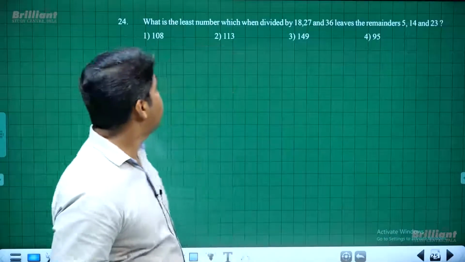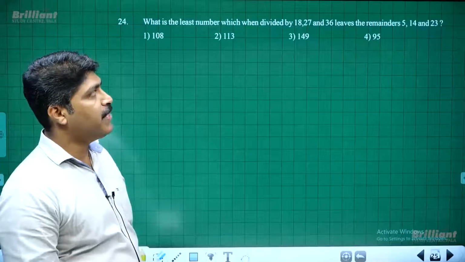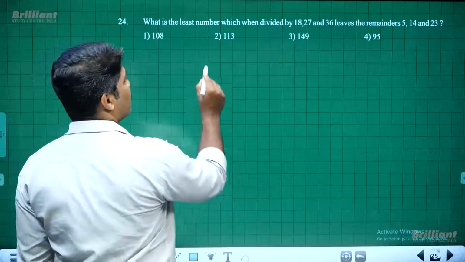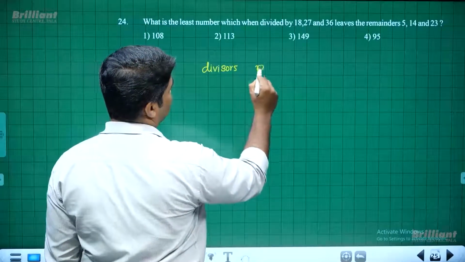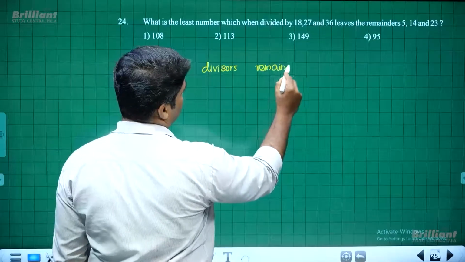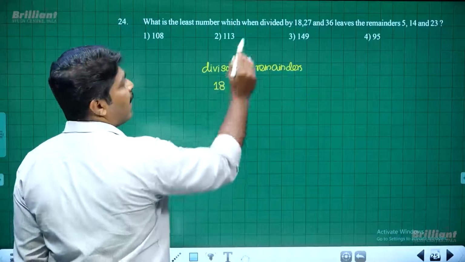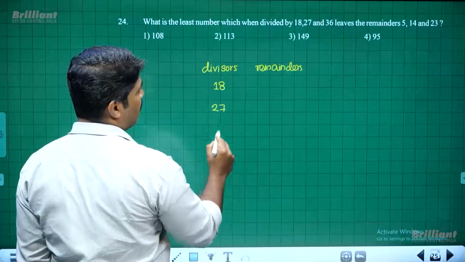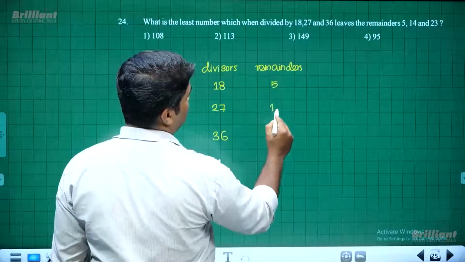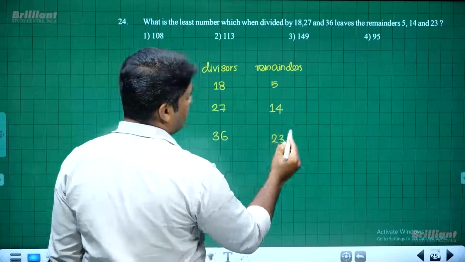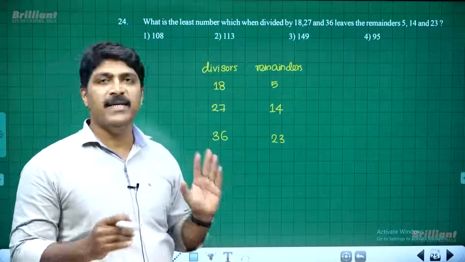Then our final question. What is the least number which when divided by 18, 27 and 36 leaves the remainders 5, 14 and 23? Here we just consider divisors. That's an interesting question. And remainders. Is there any relationship between divisors and remainders? Here 18, 27, 36 are the divisors, and the corresponding remainders are 5, 14, 23. Just observe whether there is any peculiarity for this set of divisors and remainders.